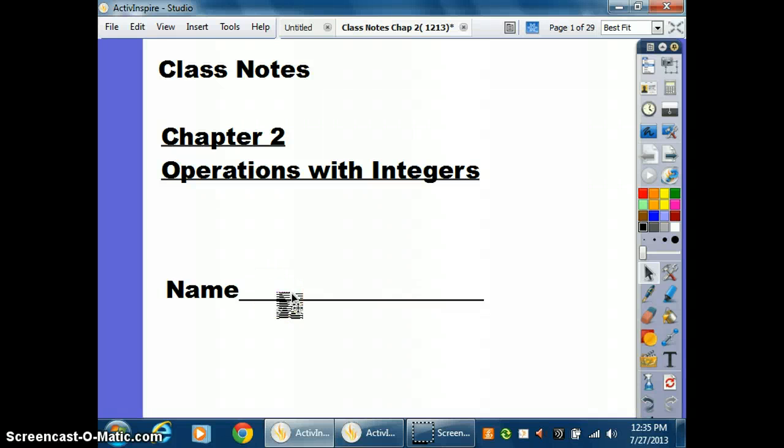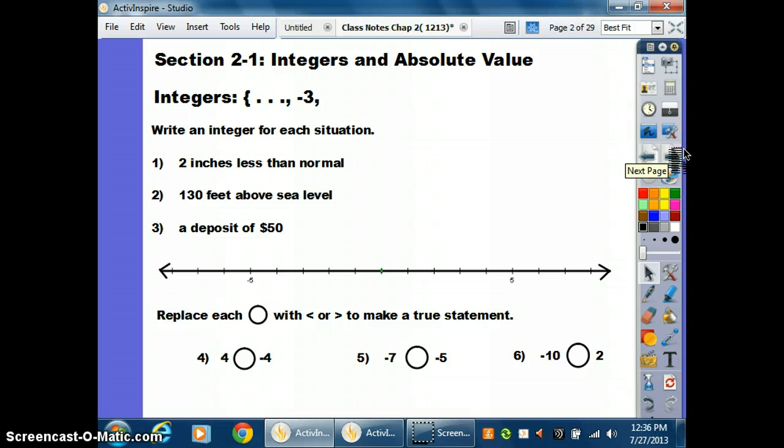Hi, this is Mrs. Secor, and today we're starting a new chapter, Chapter 2, Operations with Integers. So if you would please write your name on your notebook. We have 2 pages today. We want to talk about integers and absolute value.